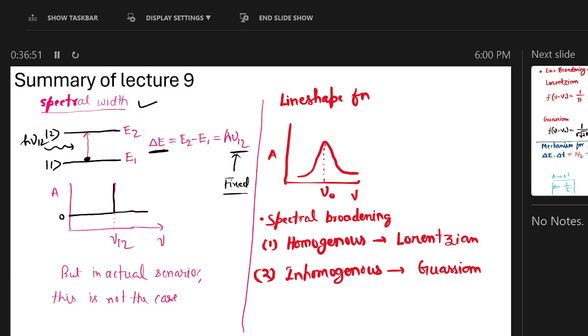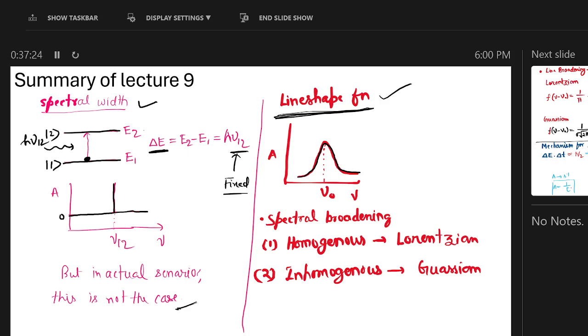But in an actual scenario we are not getting this. We are getting something like this. We are getting a broad spectrum instead of a sharp line. This we can deal with using a line shape function. Line is broad, line is sharp, line is too broad, line is too sharp. This thing we can deal with using the line shape function. And why is this broadening happening? This can happen because of many reasons.